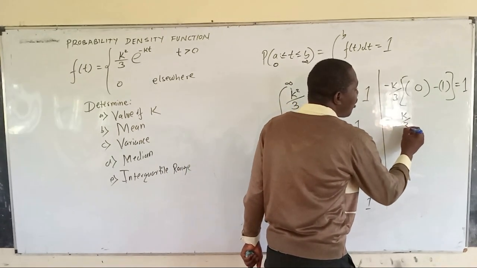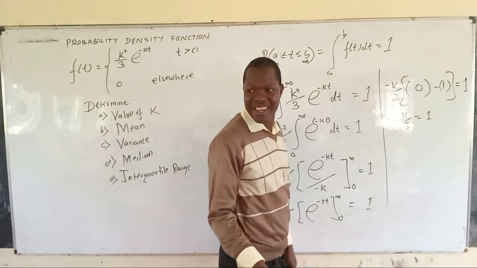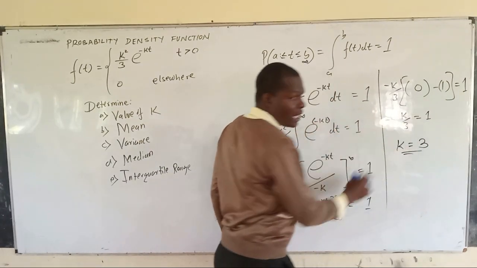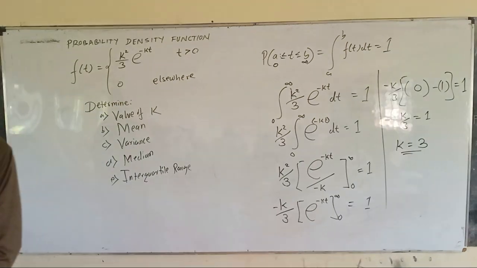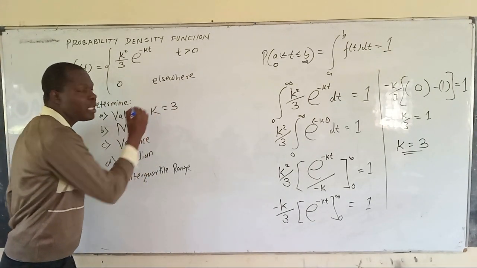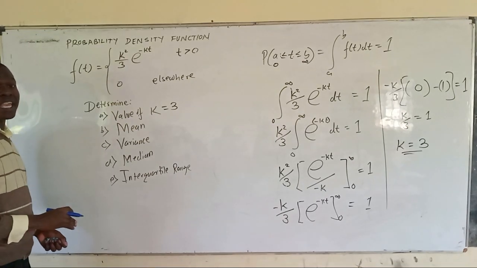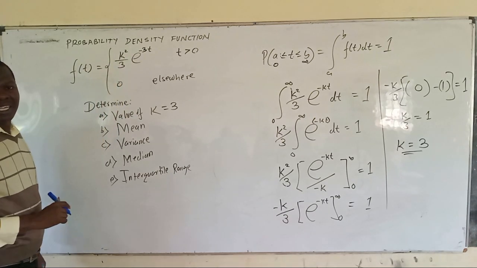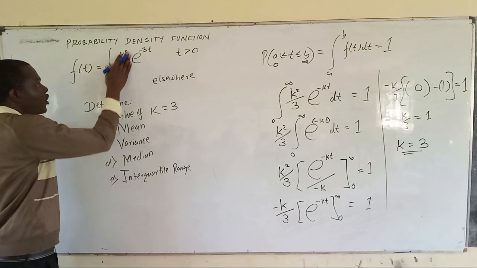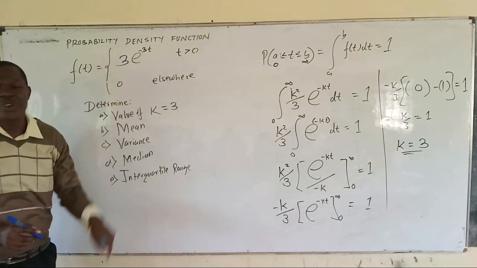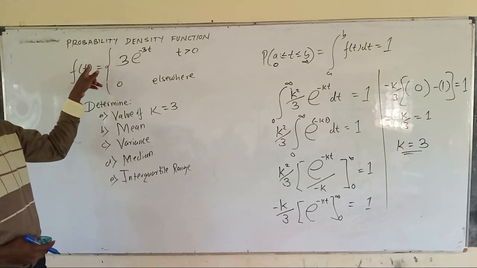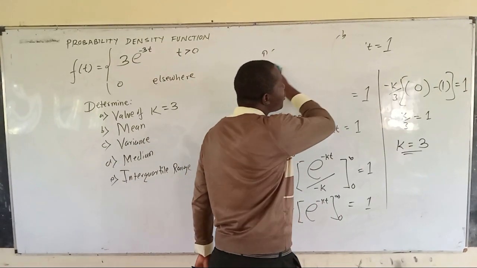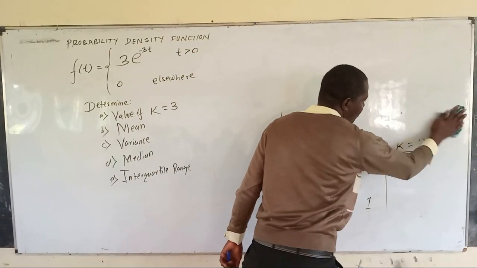So here you have k over 3 equals 1, isn't it? So what is k? You multiply both sides by 3 to get the value of k, isn't it? So we found the value of k to be 3. So having found the value of k, anywhere you see k, you put 3. 3 squared is what? 9. 9 divided by 3? 3. So it means we are going to remain with 3 exponential negative 3t. So we now have our PDF, our probability density function. We can now use it to get anything, isn't it? Are we together?